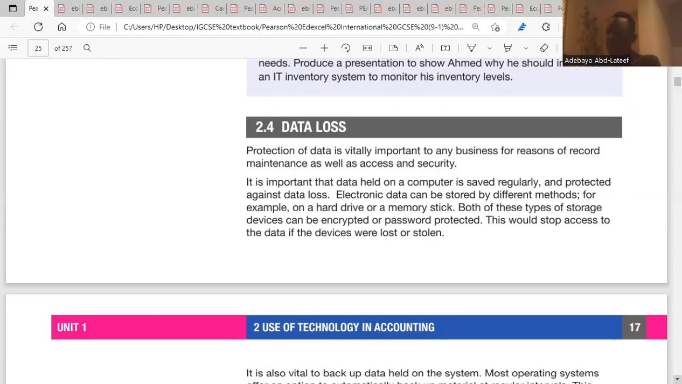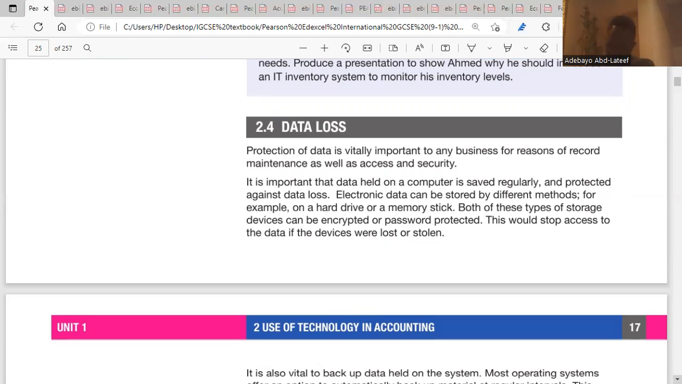So when valuable or sensitive information is lost on the system, that is data loss. Do you understand what data loss is now? It could be malware, it could be human error, it could be a mistake, it could be through virus, it could be cybercrime, it could be theft. So what can you do about this?